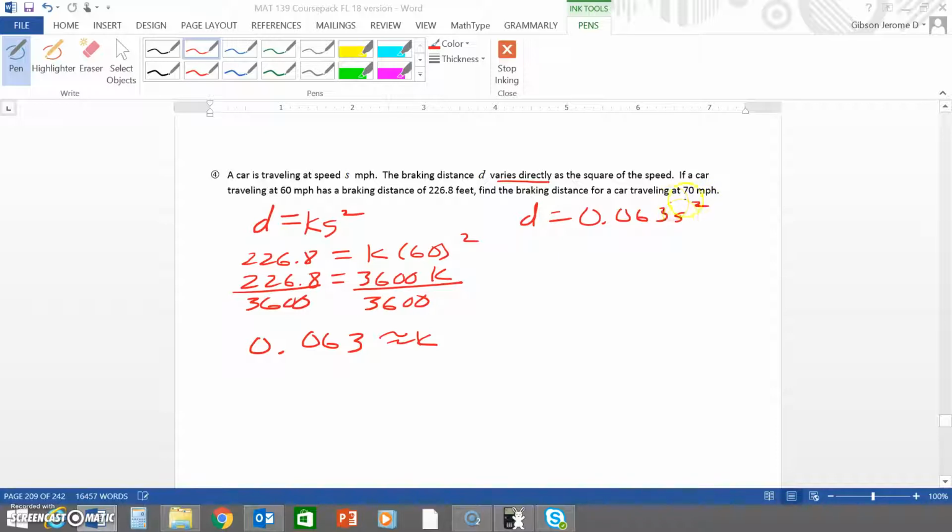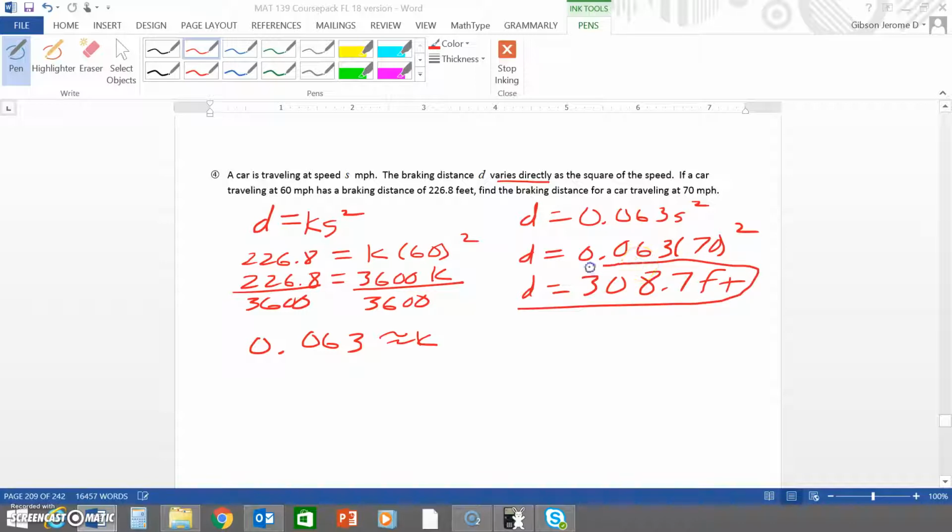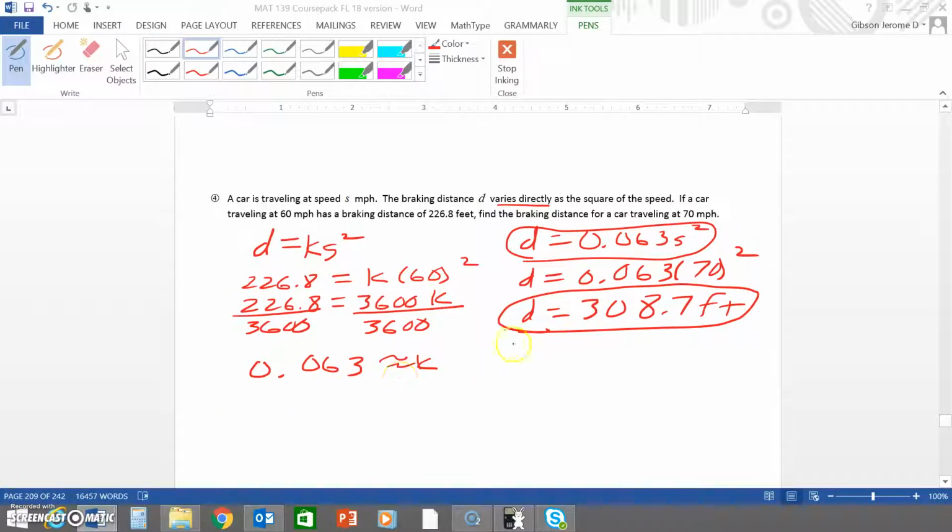Now, on this problem here, they give us the speed at 70. So it'd be d is equal to 0.063 times 70 squared. So when we put this in our calculator, this will end up giving us 308.7 feet. So this will be our distance. And this is the formula we use to get our distance. And this is all we need for the project.